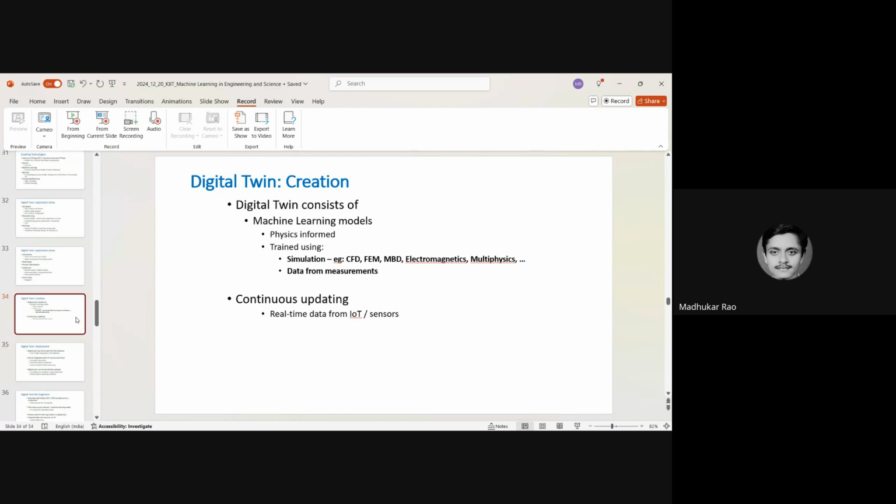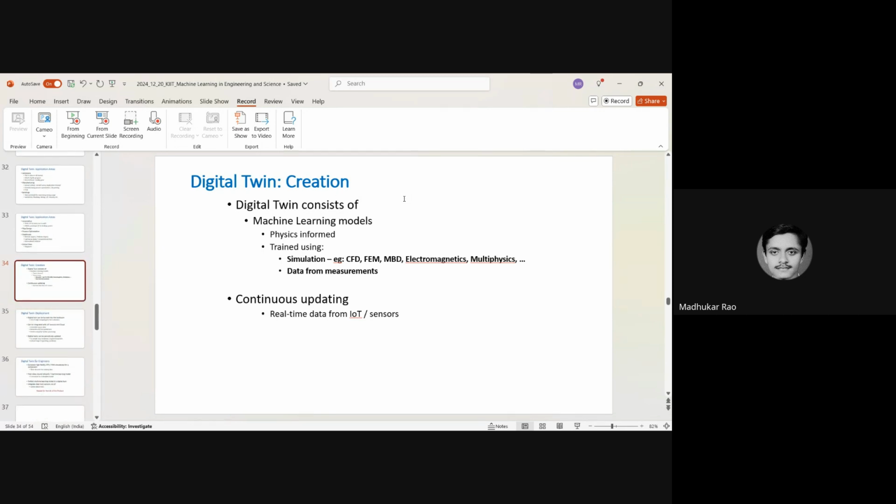So how do you create a digital twin? It's one of the main consumers of physics-informed neural networks. So it consists of machine learning models. Of course, it consists of the geometry. You have to have accurate geometry in the first place. Then physics-informed neural networks, and then trained using both simulation data, CFD, FEM, multibody dynamics, electromagnetic computations, multiphysics, etc., plus data from measurements. So you can combine the two to get things.